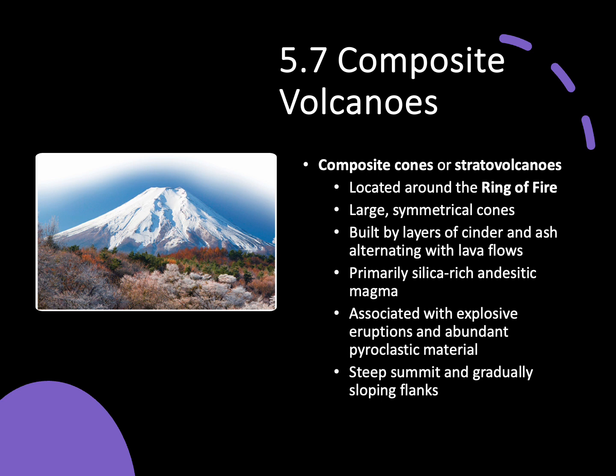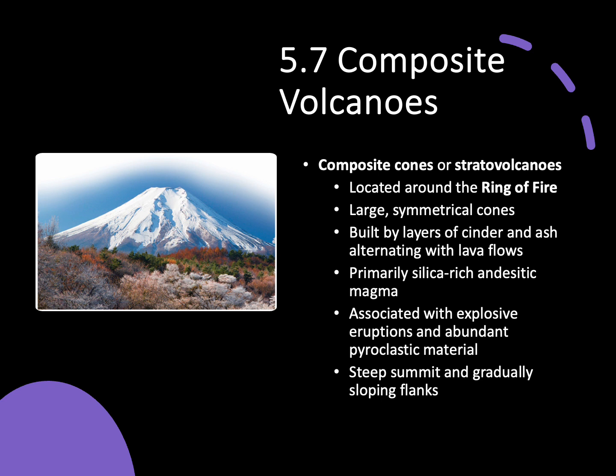Our third and final type of volcano is called a composite volcano. And these used to be called stratovolcanoes. And these are incredibly large, very symmetrical cones. And it's what I think of when I think of a volcano. We generally find these in one specific location of our planet, the Ring of Fire, the area around the Pacific Ocean where lots of subduction and therefore volcanoes are happening.